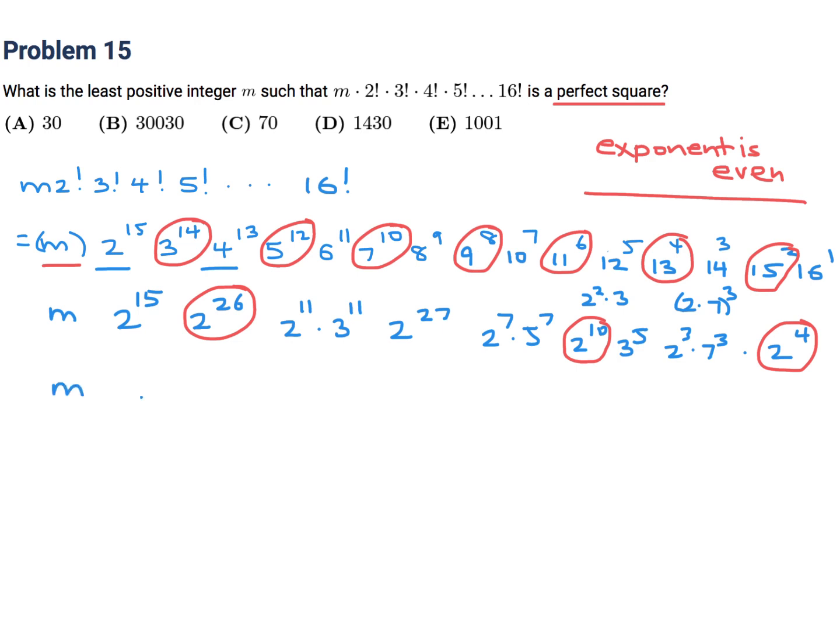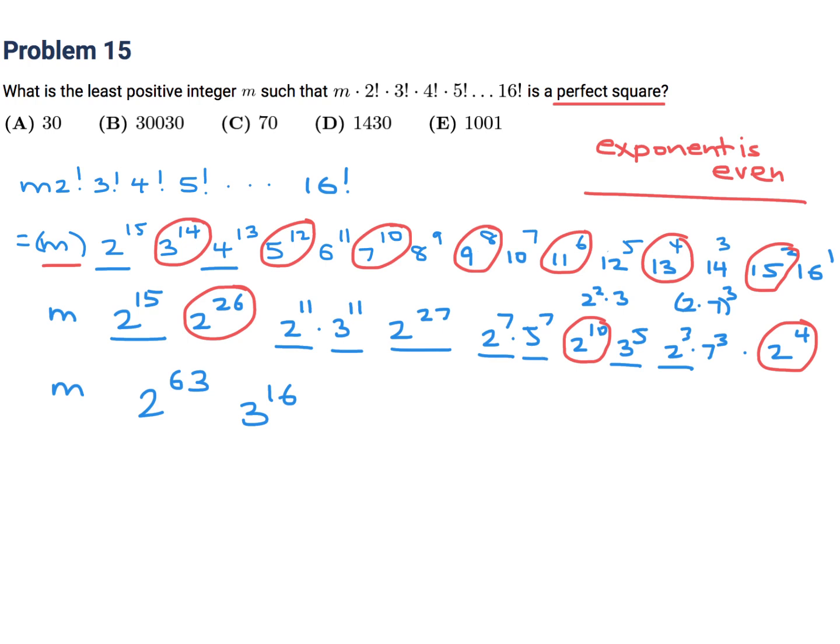We have the m, and then we got to combine the 2's. So 15 and 11 is 26, plus 27 is 53, 60, and then 63. Okay. And then for the 3's, 11 and 5, so that's 3 to the power of 16.